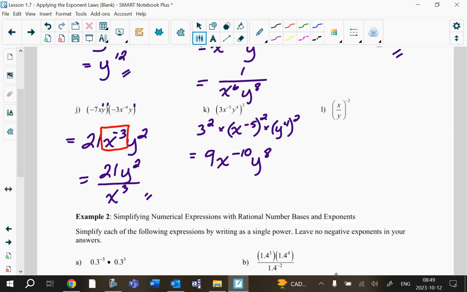I'm not done because I've got a negative exponent. What would my final answer look like? Anybody want to take a shot at that? Hala? X to the 10th. Yes. Take the negative exponent in the power, move it down, and make it positive.